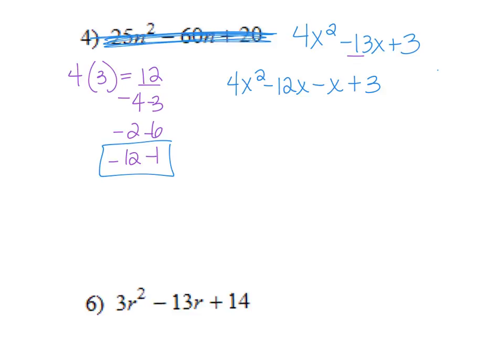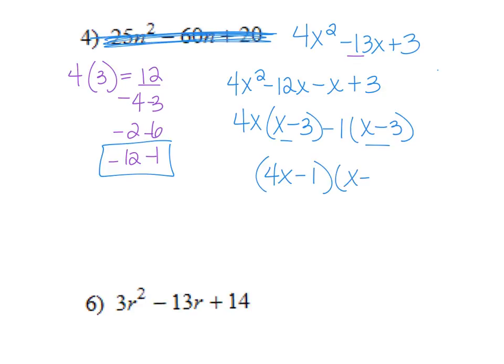So then what I can do for each of them, well, for 4x squared minus 12x, I get a 4x as my greatest common factor, and I get 4x minus 3. And then my greatest common factor is a negative 1. If I take a negative 1 out, I have a positive x now, but I have a negative 3. So because these are the same, I know I did something right. Now it's step number 5. We're going to factor by grouping, and we just write it as 4x minus 1 times x minus 3.